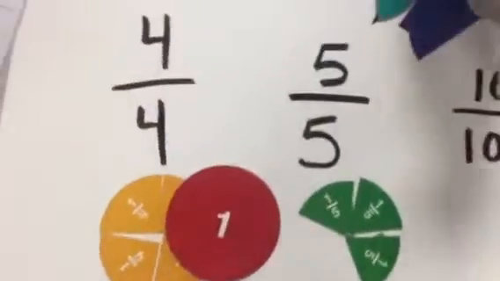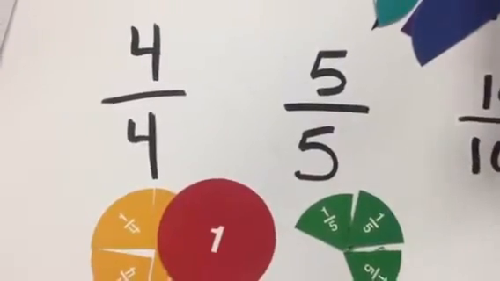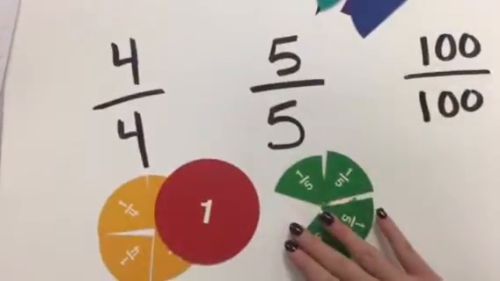Ooh, I just threw one of my fifths on the ground. Oh no! Let's see if it's in this chair. No. All right, you'll have to use your imagination because I dropped one.